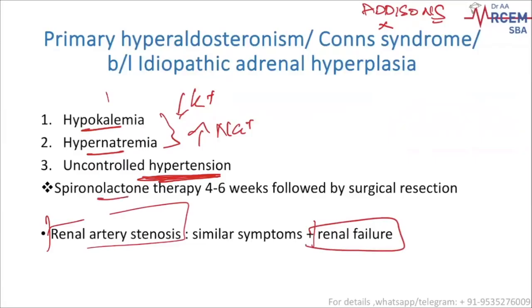How do you treat it? Initially, we treat it with spironolactone. We treat it for a month's time. Then usually we go for a surgical resection of the hyperplasia that is present. The adrenal gland is basically of a larger size and producing a large amount of hormone here. So you're removing the adrenal gland itself partially.